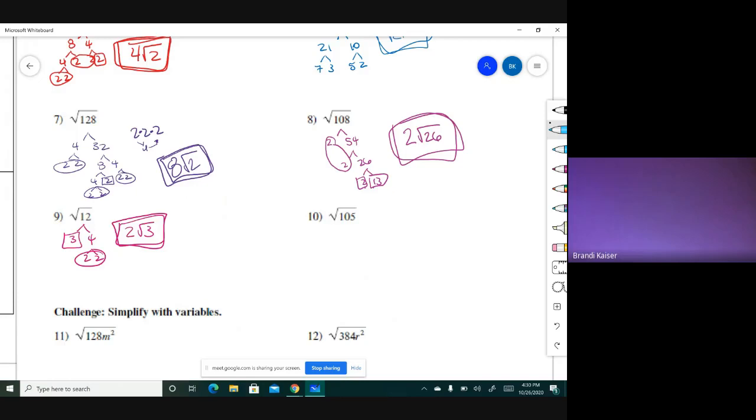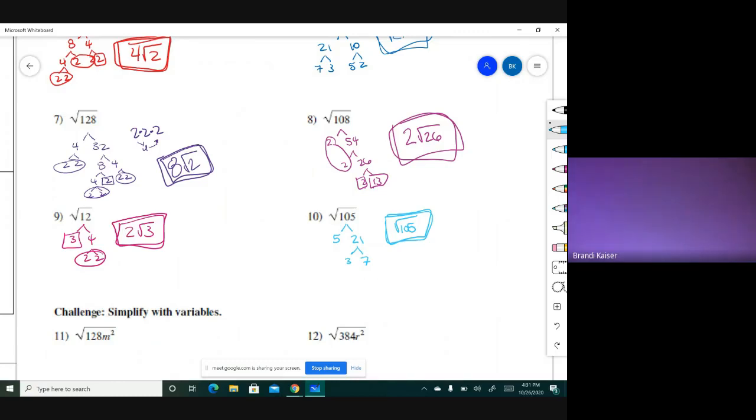Okay. And for 105, okay, so I know 5 goes into 105, and it should go in 21 times. 21 is divisible by 3 and 7, but all of these are prime numbers. That's not going to simplify. So therefore, radical 105 has to stay radical 105 because there's no simplified version.